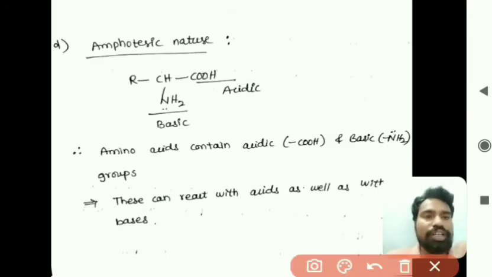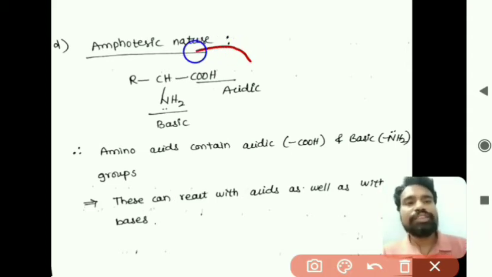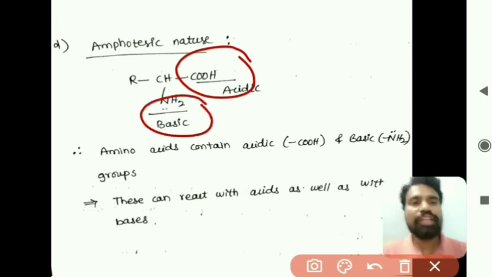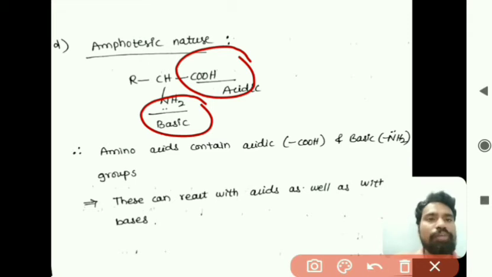The next is amphoteric nature. As we know, amino acids contain both a carboxylic acid group and an amine group. The carboxylic acid group is an acidic group, the amine group is a basic group, right? So when a compound contains both acidic and basic groups, in chemical reactions the acidic group will react with bases, and the basic group will react with acids. So alpha amino acids react with acids as well as bases. This is called amphoteric nature.